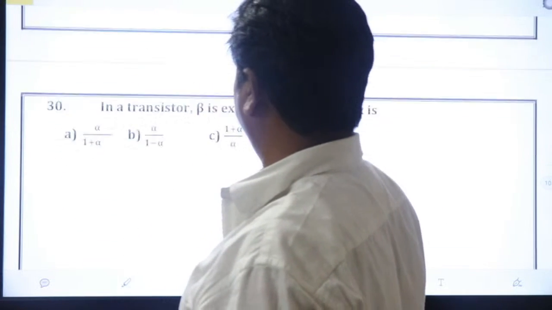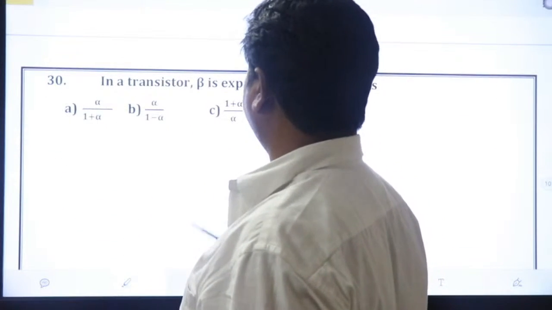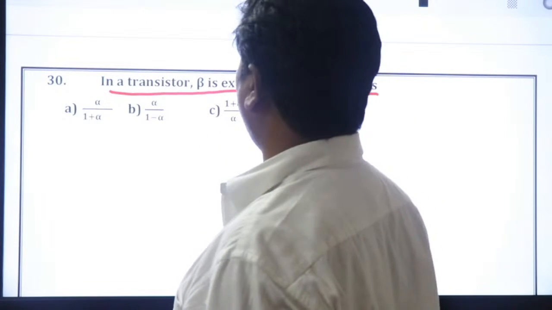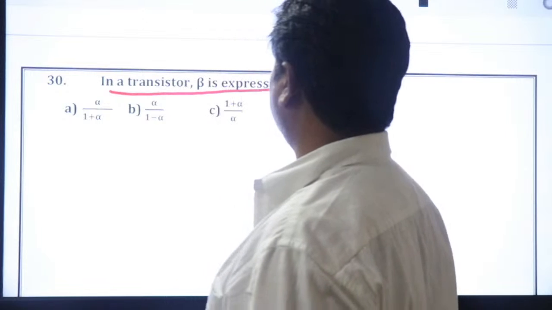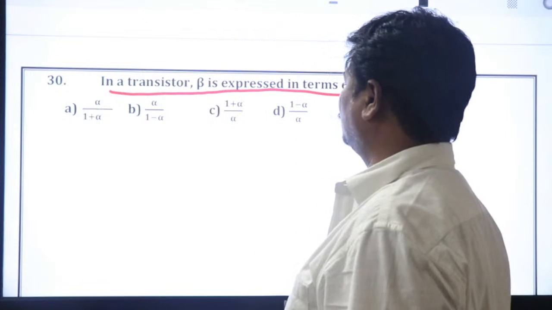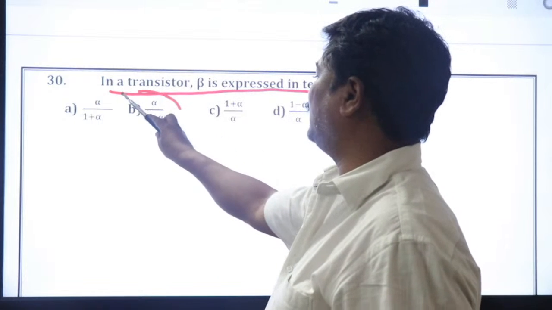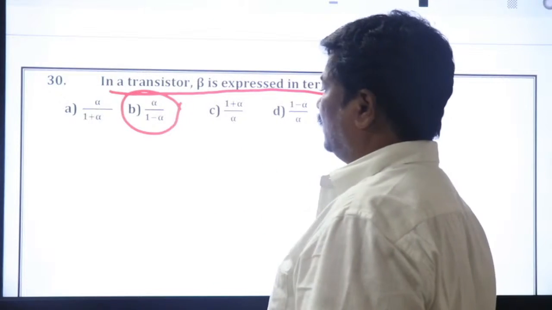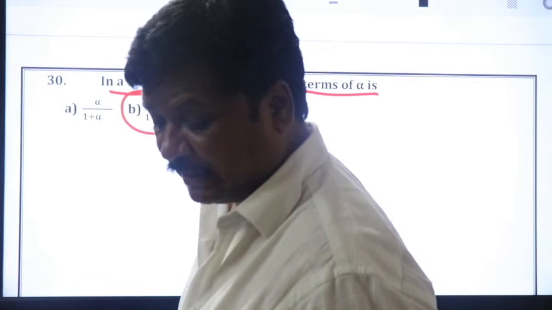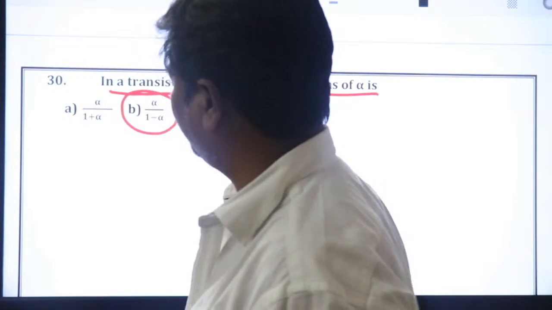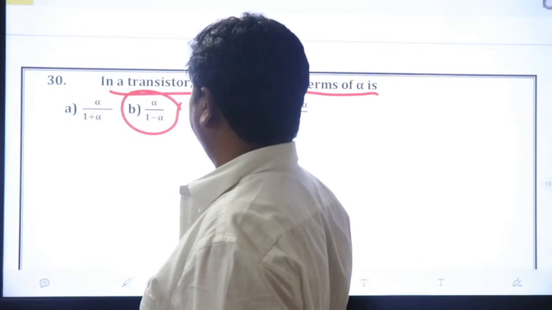Next, in a transistor, beta is expressed in terms of alpha. Beta is equal to alpha by 1 minus alpha. Right, ma'am? Next question.